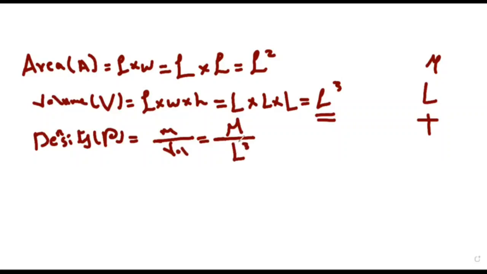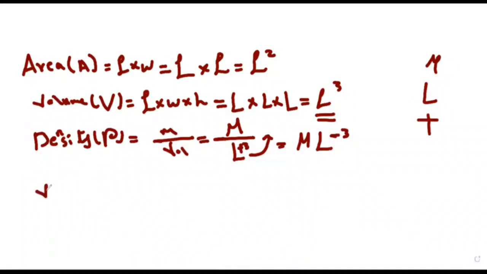Can we write the dimensional formula as a denominator like this? No, we need to raise it up. When I write it up, we have to change the sign from positive to negative. So the dimensional formula of density equals M L power negative 3. Again, what is the dimensional formula of area? L power 2. Of volume? L power 3. Of density? M L power negative 3.